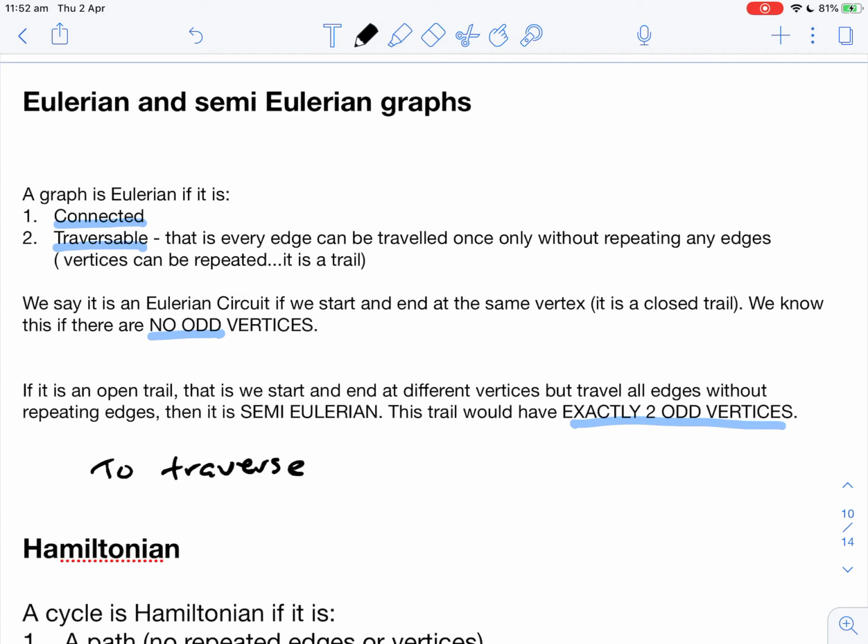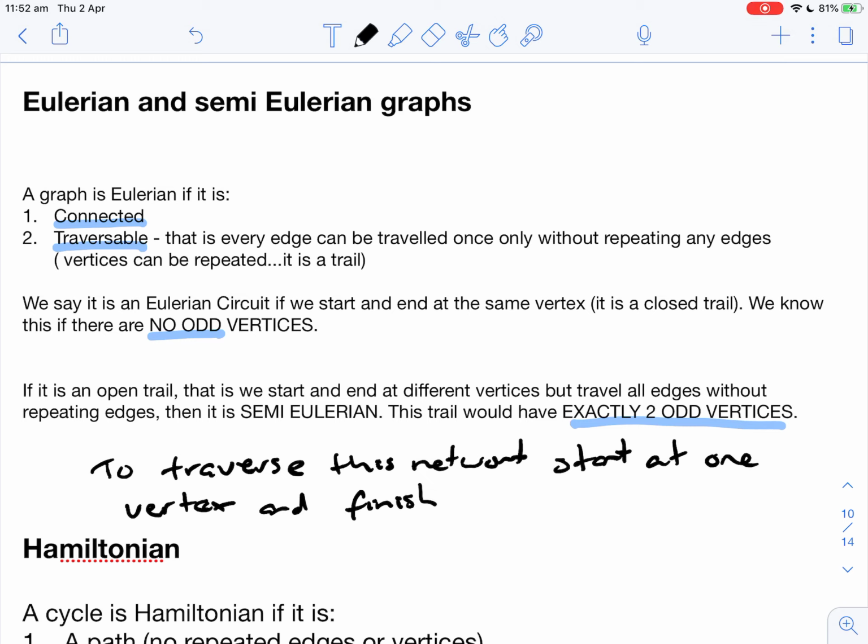So to traverse this network, start at one of the odd vertices, and they often put this in your exam. They'll ask you to come up with a route. Okay, and finish at the other odd vertex. And there'll be no other way in which you can do this without repeating an edge, which you're not allowed to do.